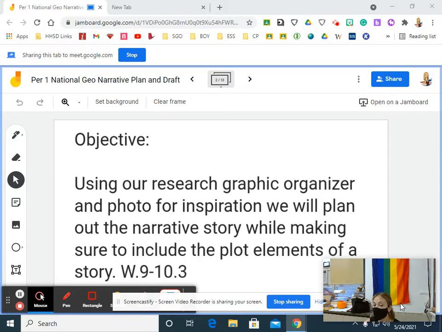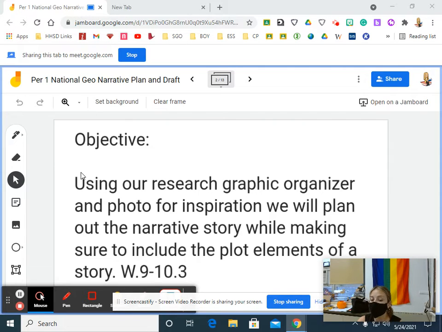And then you worked on it and you handed it in. Now you're going to take your imagination and add it to your research. So these two things are going to combine, and we're going to start brainstorming the plot of our narrative story. Here's our objective for today. It says, using our research graphic organizer and photo for inspiration, we will plan out the narrative story while making sure to include the plot elements of the story.